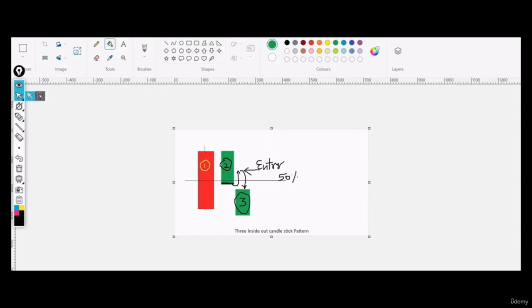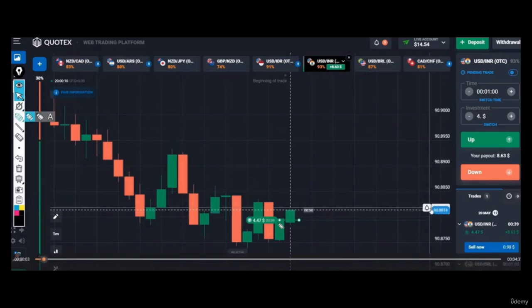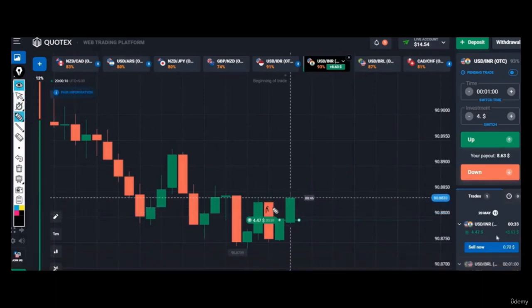Now let us go to the video and see how to trade this type of pattern in the real-time market. Okay, traders, this is the first trade. You can see I have entered the trade here, right? The red color candle is the first candle. You can see this is a lengthier candle. The first candle is lengthier.